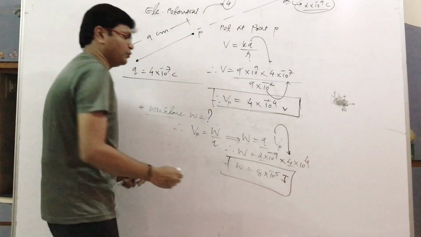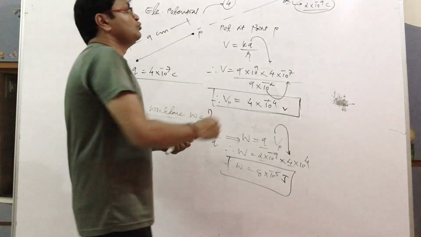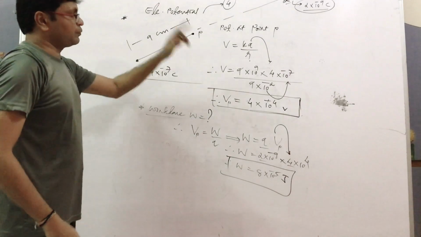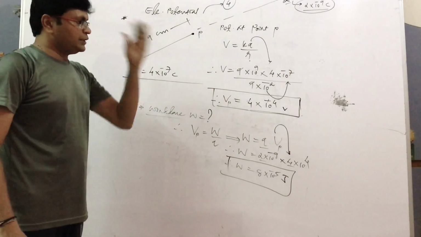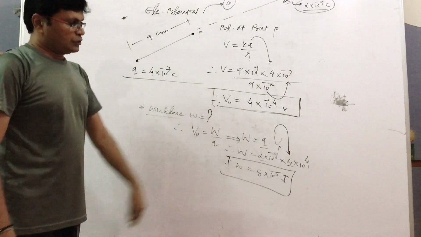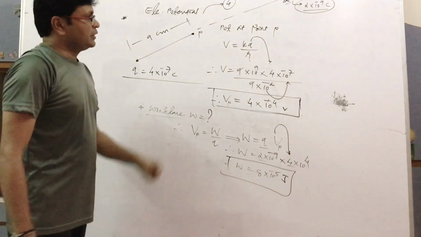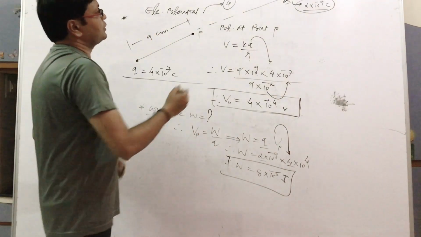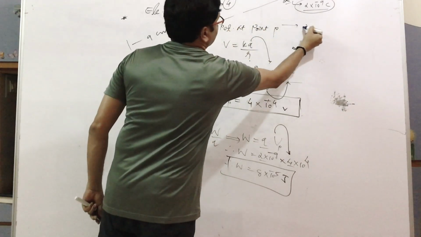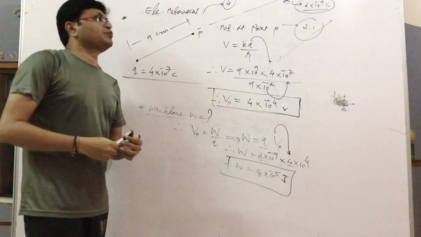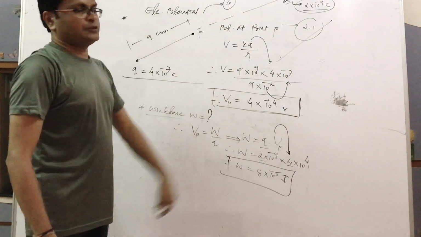So this amount of work is needed to move this charge of 2 into 10 raised to minus 9 coulomb to, we can say, point P. So this is a very interesting point. One more question is also associated with it, but we'll discuss it in the next segment, don't worry. So this is your illustration number 2.1. The first illustration we have discussed in your textbook. This is your first illustration.